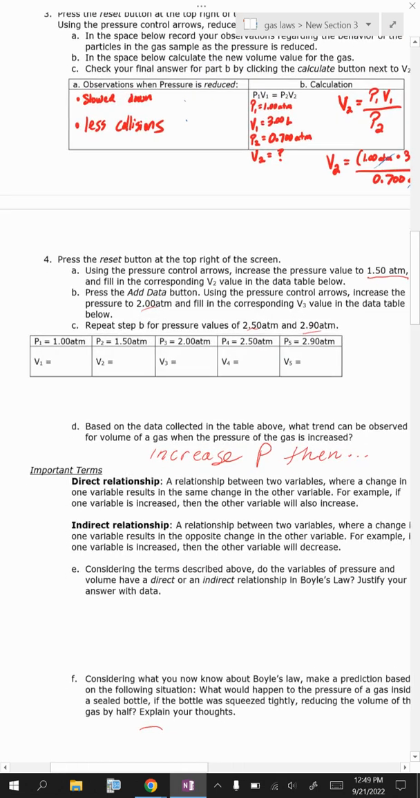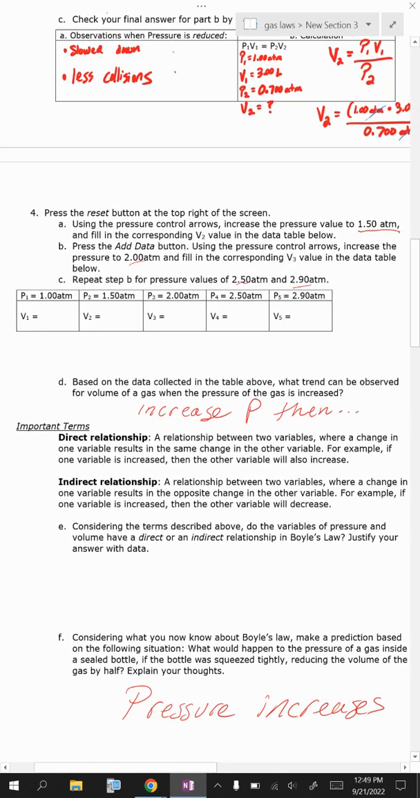All right, all right, all right. Let's look at the fourth question. On the fourth question, we're supposed to do multiple changes in pressure. So initially, you start out with 1 atmosphere of pressure. Your volume is 3.00 liters at that point, and that is taken right from the simulation. Okay, now I need to change my pressure to 1.50 atmospheres, and you'll see that your volume changes to 2.00 liters.